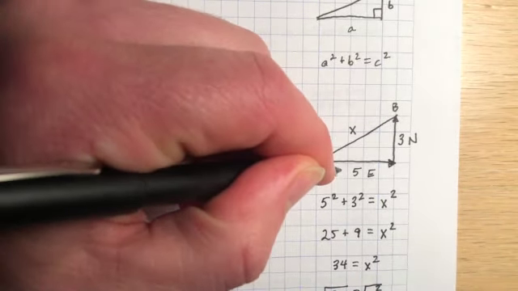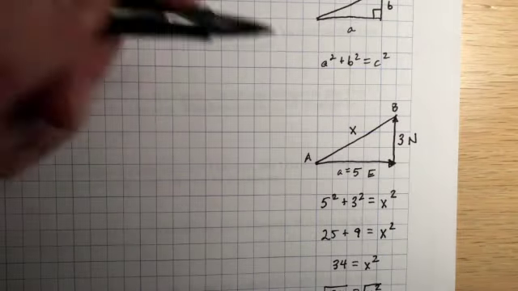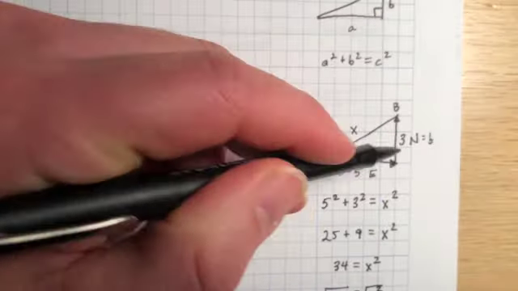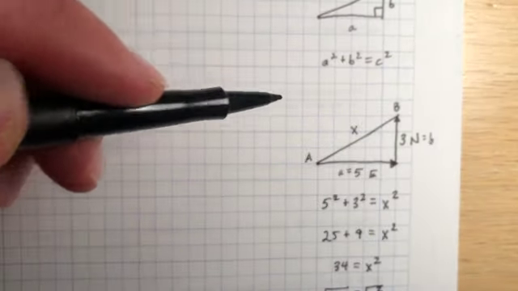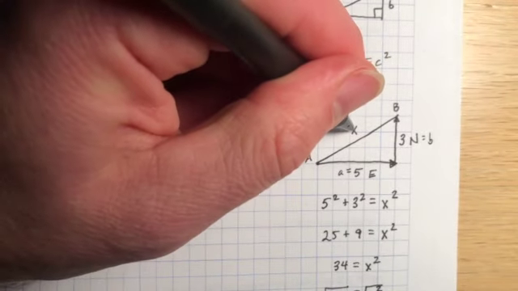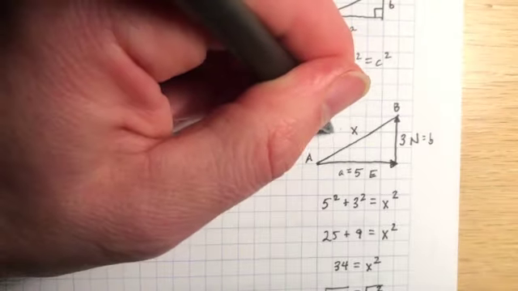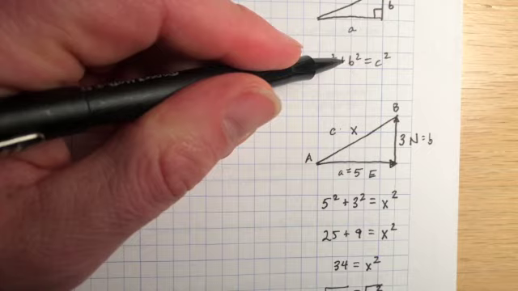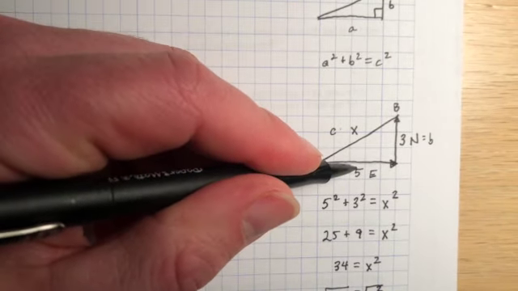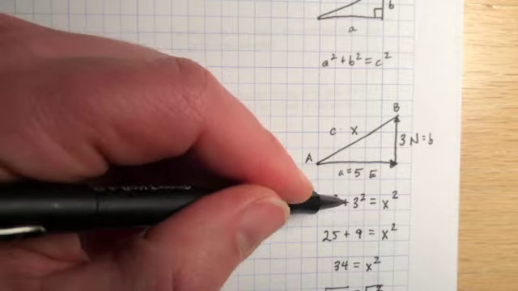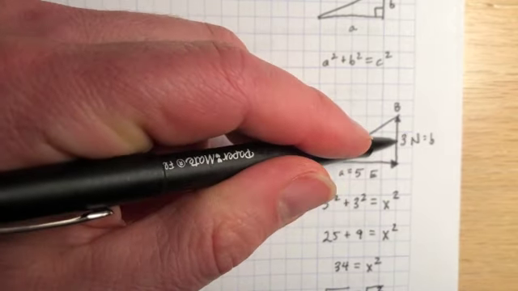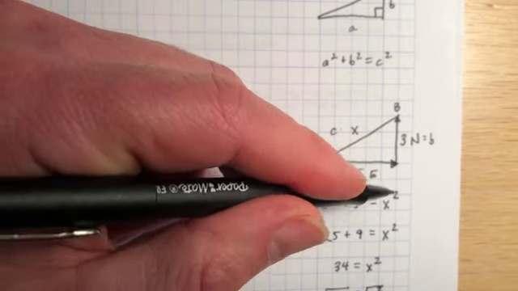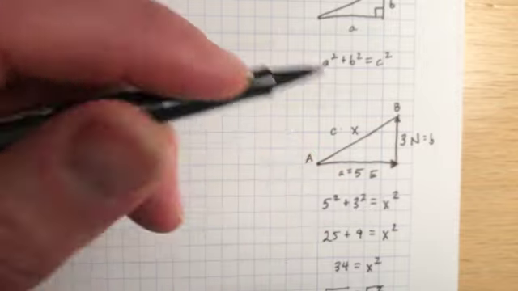So this can be side A. We'll call that 5. It doesn't matter if I call that A or B. We'll call this side B here. Again, I could call this A and this B. It doesn't matter. The only one that really has to be side C is this one, and in this case, I just said it was X. So this is side C right here. We know from the Pythagorean theorem that A squared plus B squared equals C squared. So 5 squared plus 3 squared equals X squared.